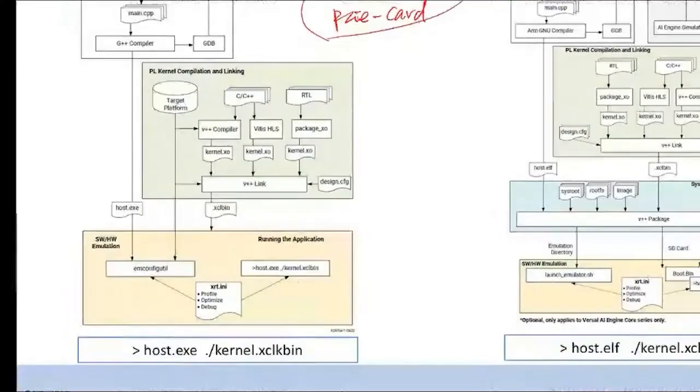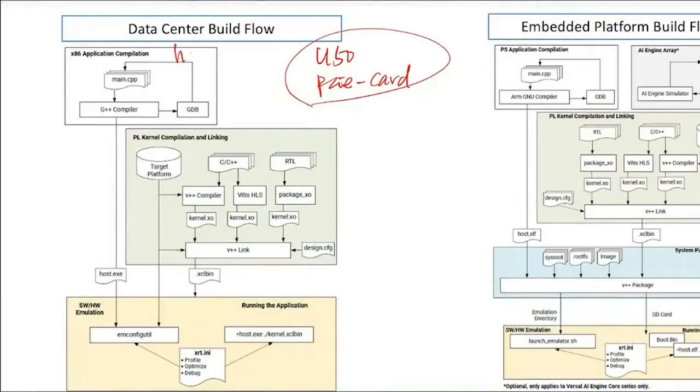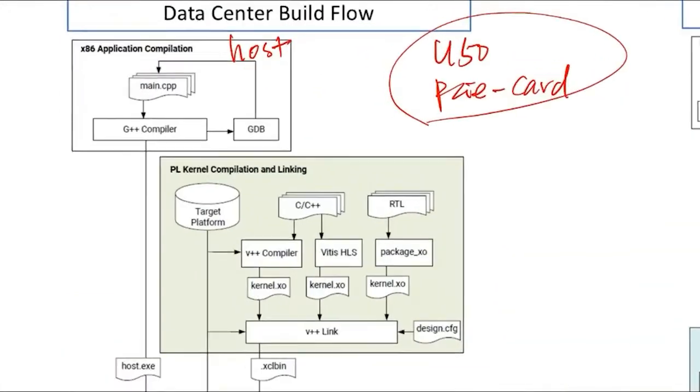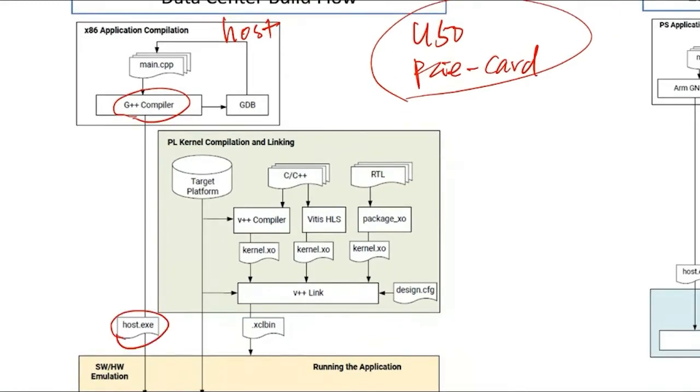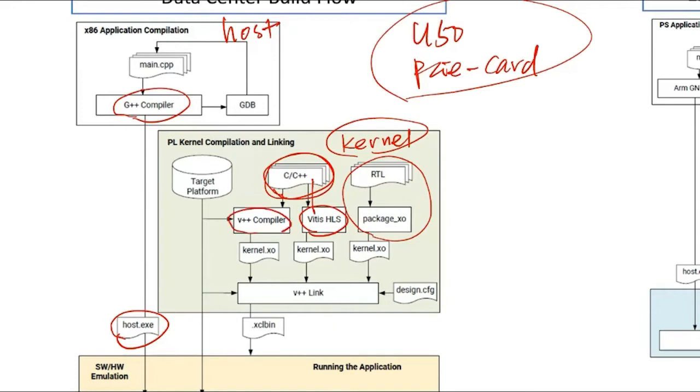For the PCIe platform, you have a host program. Your host program is compiled with the GCC compiler, and you generate the host executable. And you have a kernel, which can be composed of RTL code or C/C++. The C++ code can generate the kernel module either through Vitis HLS or using the Vitis compiler.